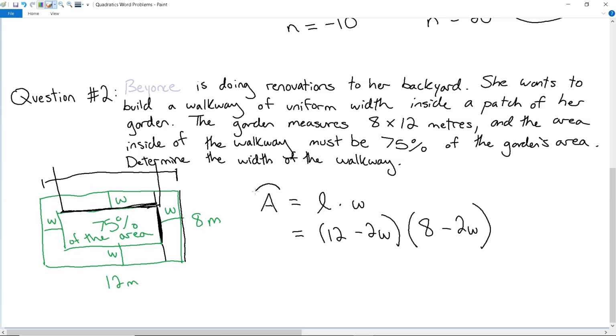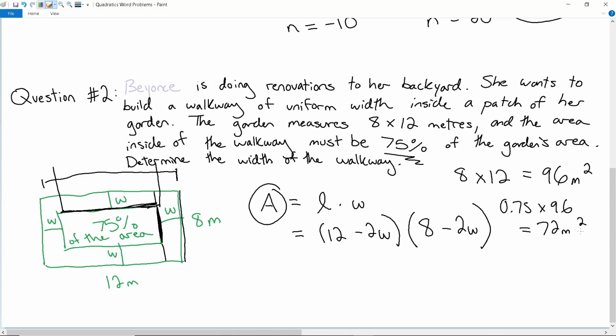But what about the value for area? Well, if we think about the original area, we would just have length times width, which is 8 times 12, and that is 96 meters squared. And the area inside of the walkway is going to be 75% of this area. So if I multiply 96 by 75%, I'm going to get 72 meters squared. So that's the value I'm going to put for my area.